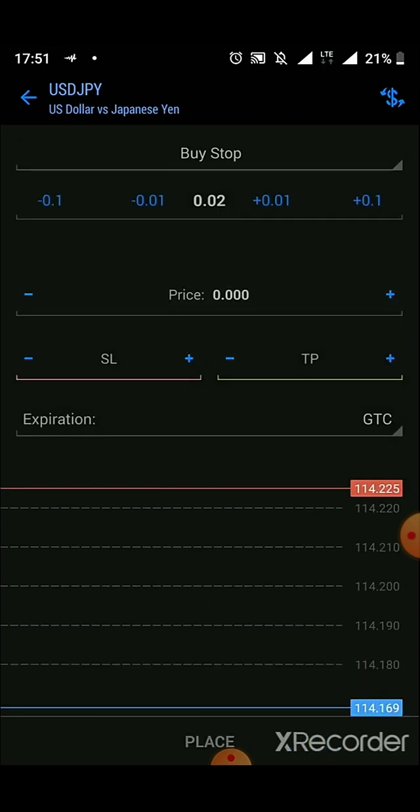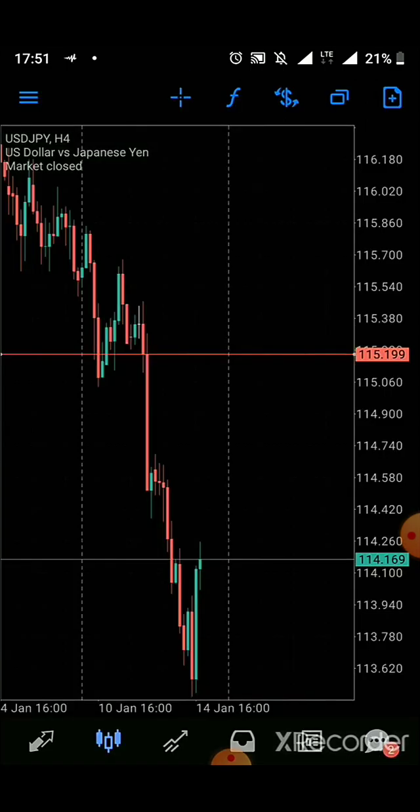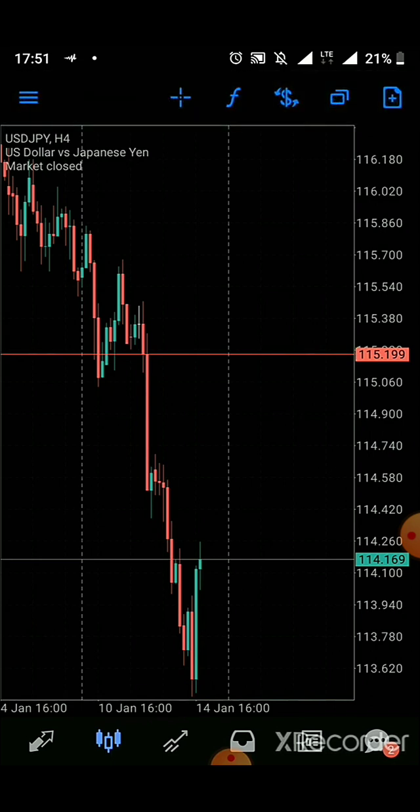There's a particular kind of order that mostly confuses people, which is the buy stop limit and the sell stop limit. But it's actually very simple. The buy stop limit simply means you are placing a buy limit at a price higher than your current market price.